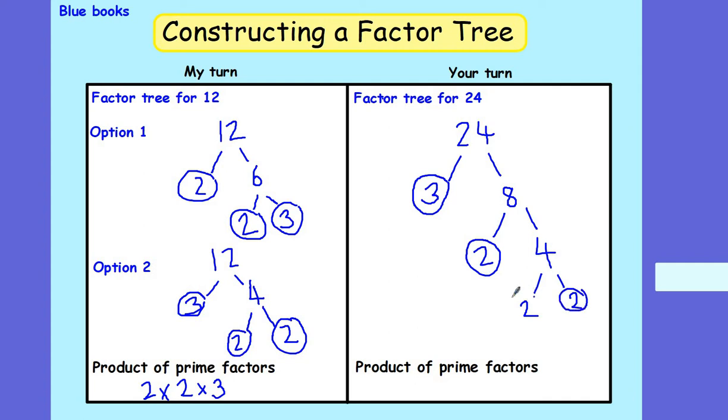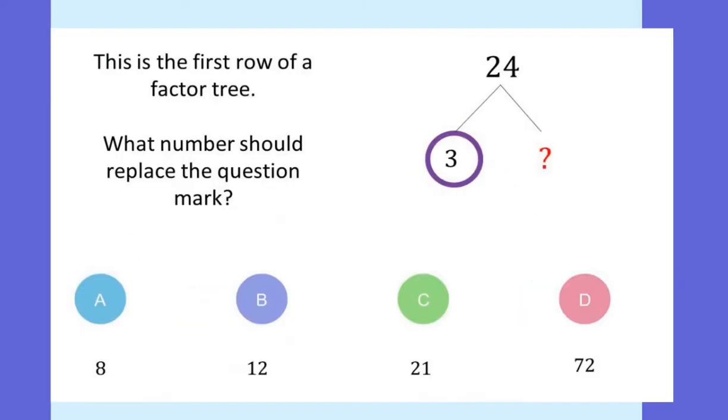I can then write 24 as just 2 times 2 times 2 times 3. And that's 24 as a product of prime factors. Your tree might look different, but your product of prime factors should always look the same. Okay, make sure you've got that example copied down in your dark blue book.